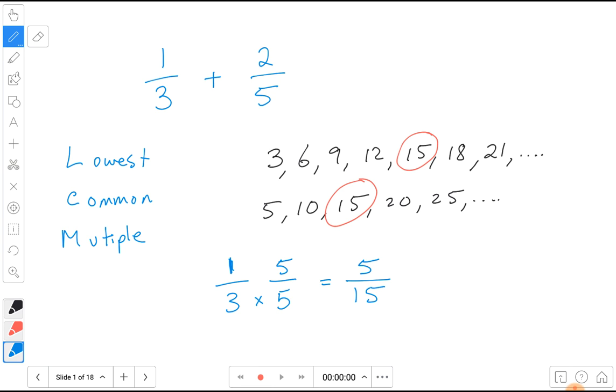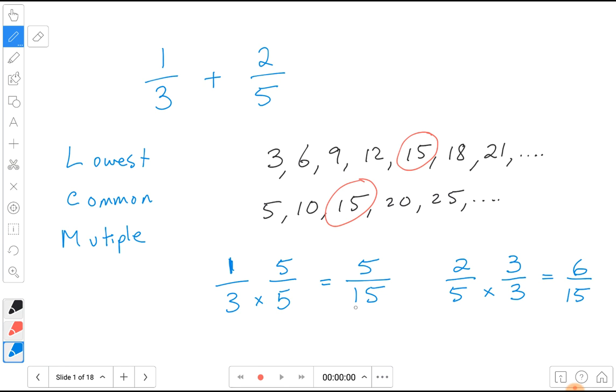I'm going to do the same thing with 2/5. I want the denominator to be 15, the lowest common multiple. I need to multiply 5 by something to get 15. That something is 3. 5 times 3 is 15. If I multiply the denominator by 3, I need to multiply the numerator by 3. And 2 times 3 is 6.